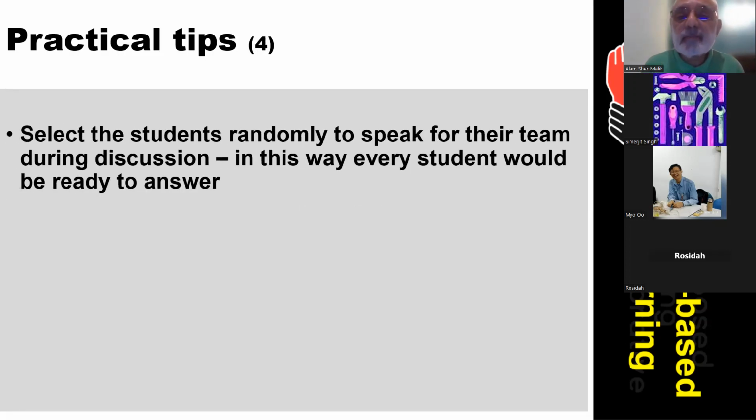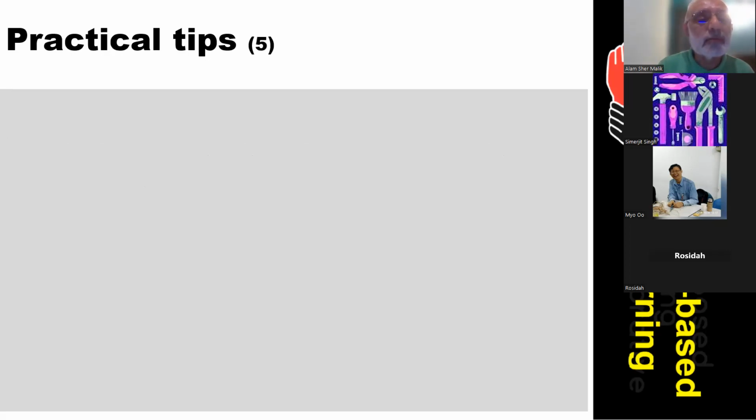Let the students speak randomly. Although there are no student spokespersons, we can still ask other students to answer. I usually do that. I have the attendance sheet of the students in front of me, and I can pick up different names and ask the students to answer. The purpose is that it's not only the spokesperson who is ready to answer, but other members are also ready to answer.